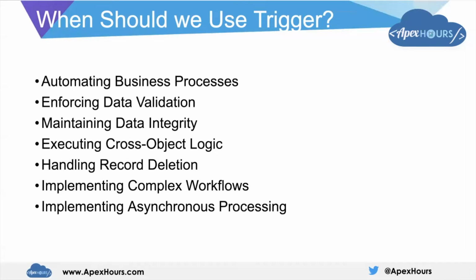And the last, implementing asynchronous processing. Triggers can be designed to initiate asynchronous processing, such as making callouts to external systems, sending outbound messages, or scheduling batch jobs. This allows you to perform actions that go beyond the immediate scope of the trigger event.